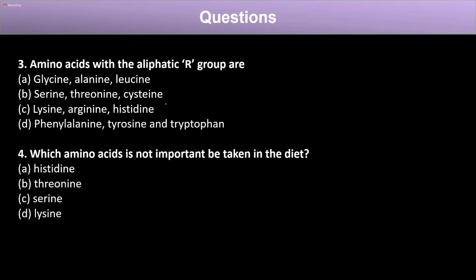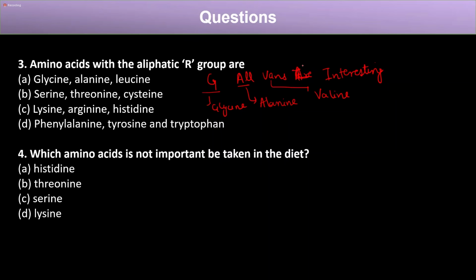So there are various options. I gave one acronym to remember this. That was "GAVLI", all vans look interesting, right? And then I also saw that there is one simple amino acid, so you can add it here. So if we go by this, what is the first amino acid? That is glycine. A stands for alanine. V stands for valine.